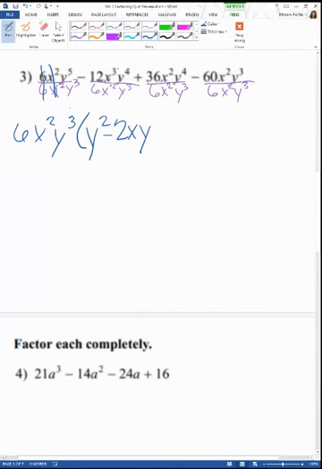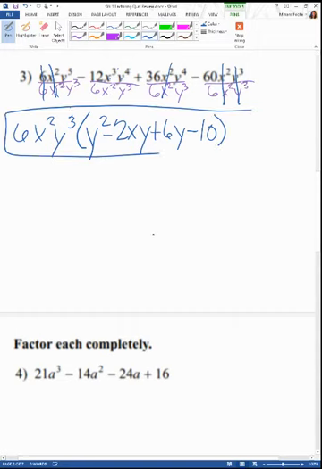Now, 36 divided by 6 is a positive 6. X squared divided by itself, I do nothing with that. Y to the fourth divided by y cubed, 4 minus 3, which is just 1. And then negative 60 divided by 6, negative 10. X squared divided by itself, y cubed divided by itself. I am finished. Double checking my work.